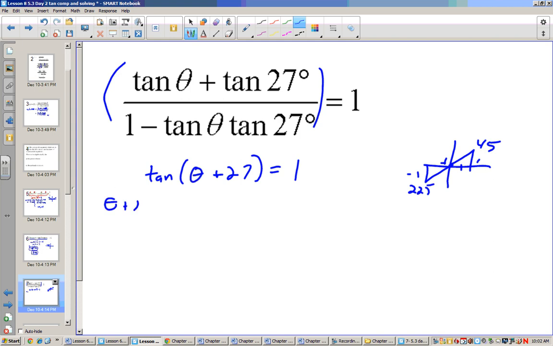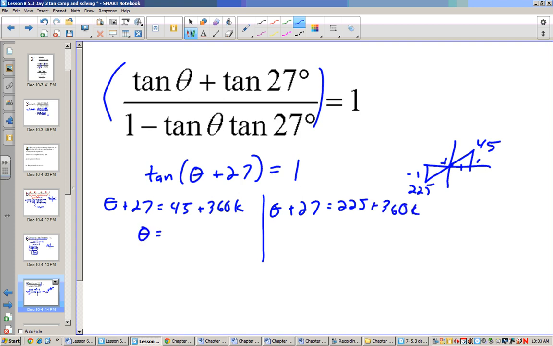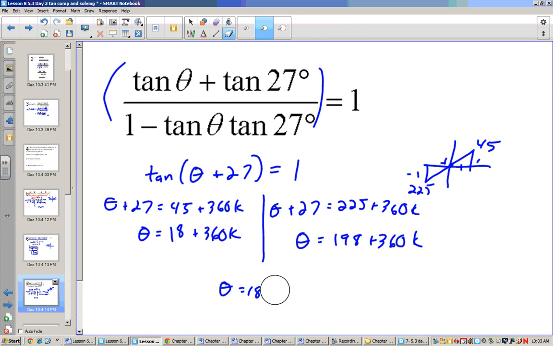So if I have theta plus 27 is equal to 45 plus 360k, and theta plus 27 is equal to 225 plus 360k. Now subtract 27 on both sides, and 45 minus 27 should be, is it 18? Yep, plus 360k, and then subtract 27, and I get 198 plus 360k. So those are our general solutions, and our specific solutions would be 18 and 198.